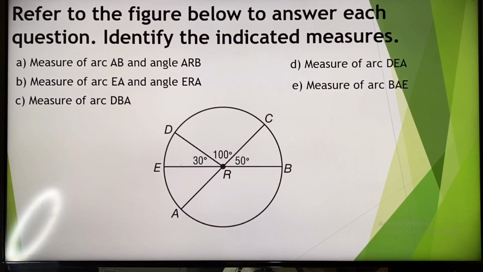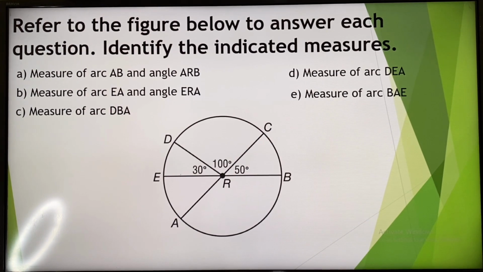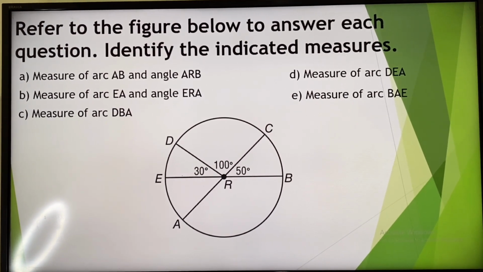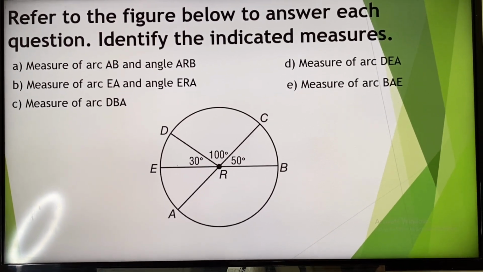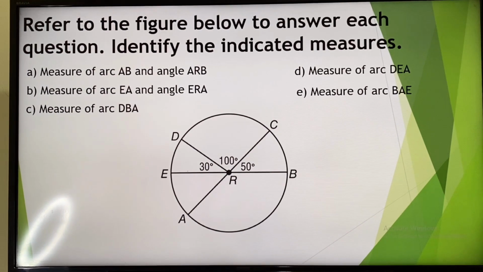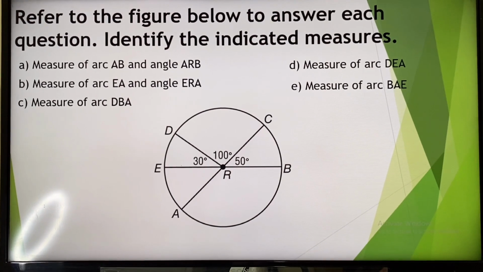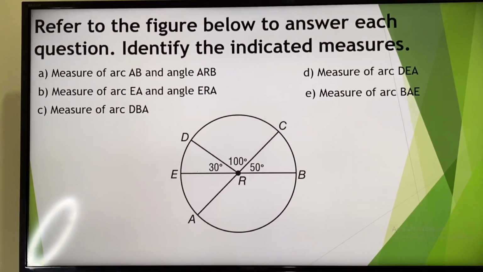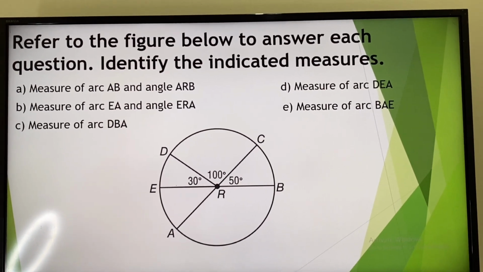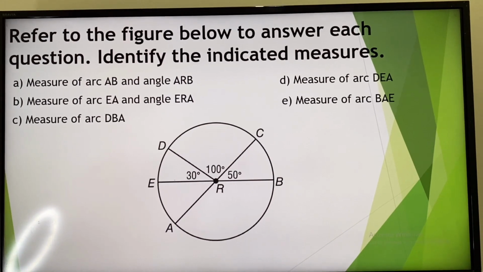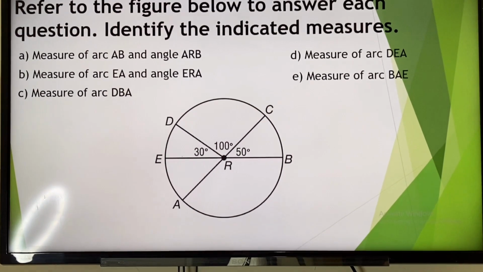So look at the figure. We have angle DRE equals 30 degrees, angle DRC equals 100 degrees, and angle BRC equals 50 degrees. So can anybody give the answer for letter A, arc AB? How will you find arc AB? Anybody?